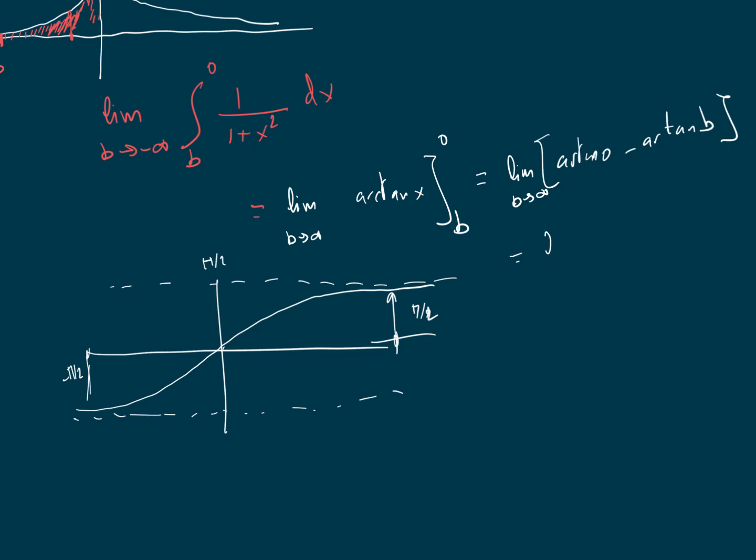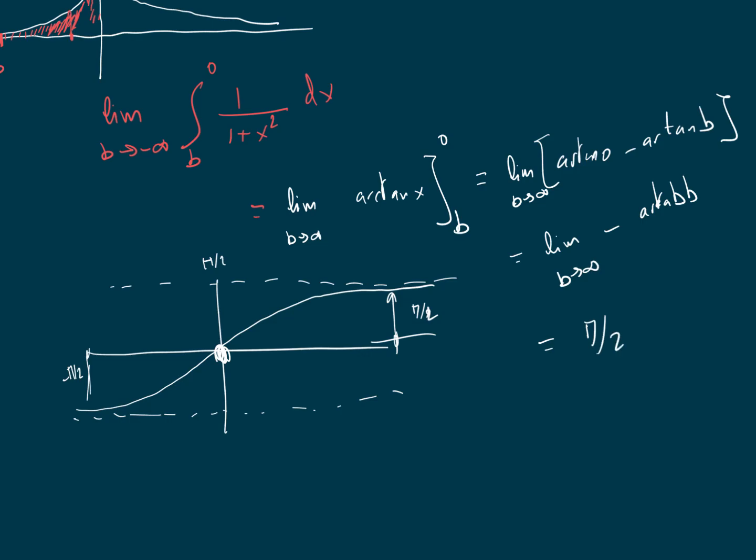And arctangent of 0 is 0. The inverse arctangent of 0 is here. Arctangent of the point 0 is 0. So it's the limit when v goes to infinity of minus arctangent of b. But when v goes to infinity, arctangent of v goes to minus pi divided by 2. So the limit will be pi divided by 2.